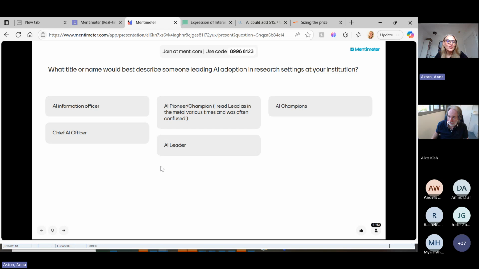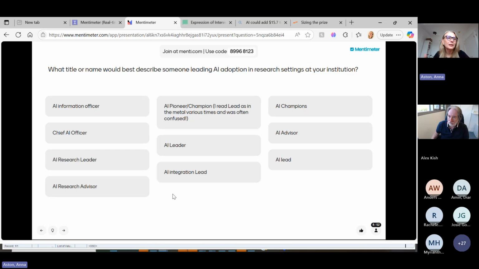Chief AI officer, I love that. I think this is where we want the AI champions to go at some stage. It also shows that we really need these roles. Unfortunately, they're not there yet. AI advisor, AI research leader, AI integration lead. I think a lot of people like "leader" in the name, which is really good to hear. It also tells you immediately what's going on. You are really leading these initiatives. You are leading the communities. You are up to something serious.